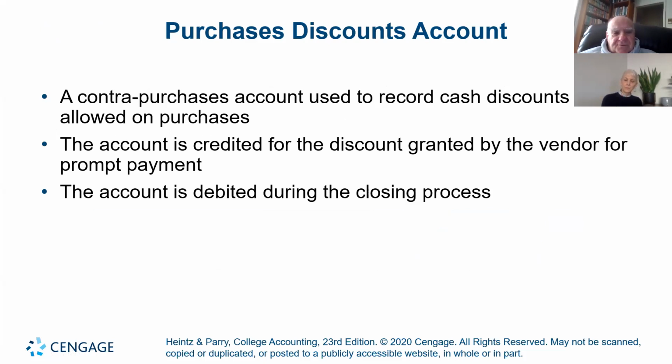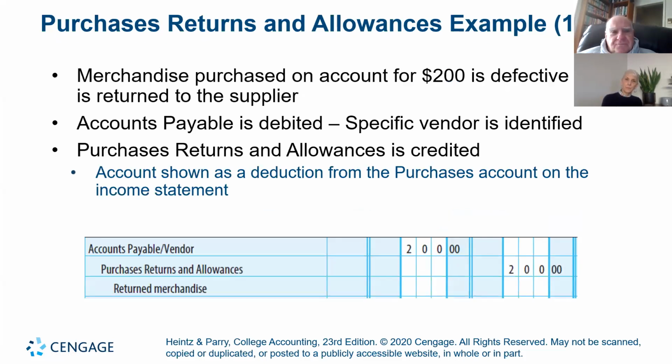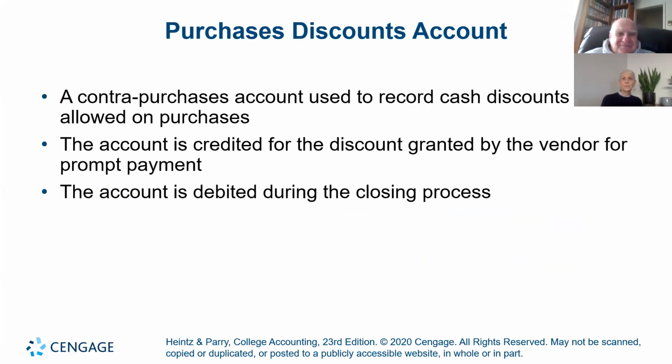Purchase discounts. Didn't we just see the same slide before? Oh, perhaps not. Okay, I'm getting ahead of myself. Okay, purchase discounts. A contra purchase account used to record cash discounts allowed on purchases. It's credited for the discount granted by the vendor for early payment.